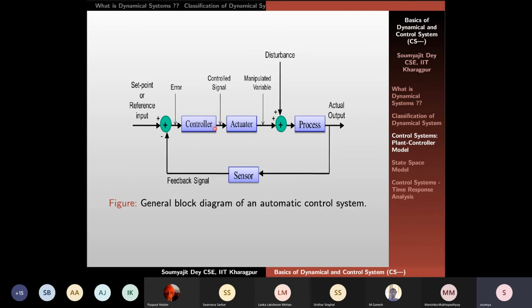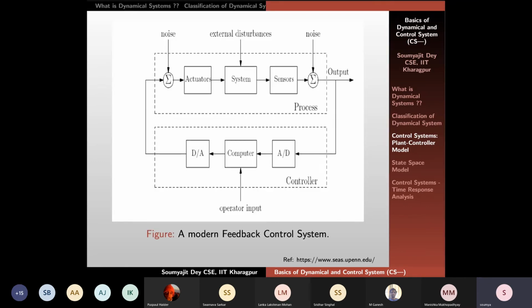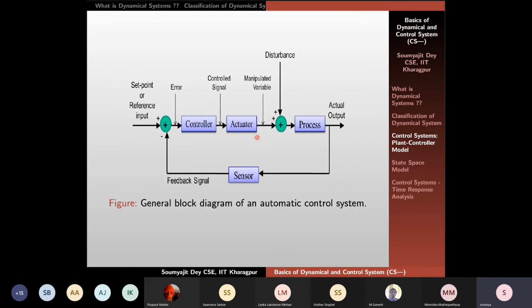Now based on this error, the controller calculates a control signal, and that is passed on to the actuator, right? This actuator's value, along with external disturbances, is what goes to the plant or the process. So that's a very general diagram of an automatic control system. Of course, there will be many variants of it, which we'll see. This is the classical diagram, the analog diagram.